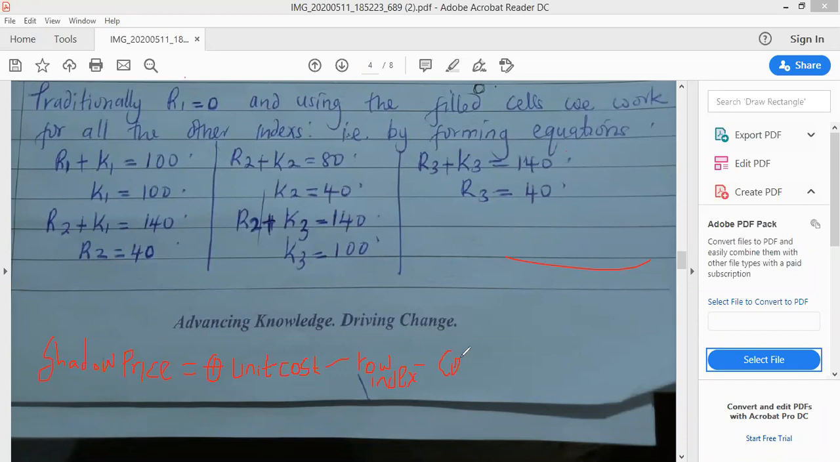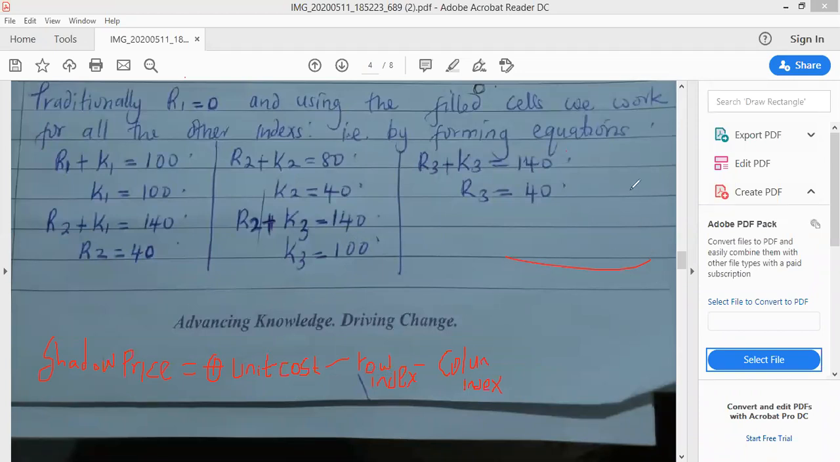And that is how you compute the shadow prices for each and every cell that is empty. Very simple. It's the same procedure as when we were forming the equations. Now we are doing it in the reverse manner because we didn't have the cell filled in. Now we are calling it an empty cell.